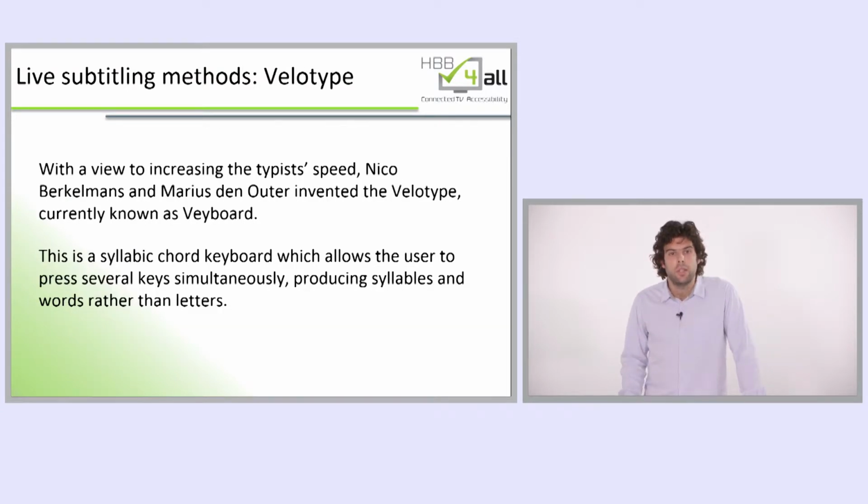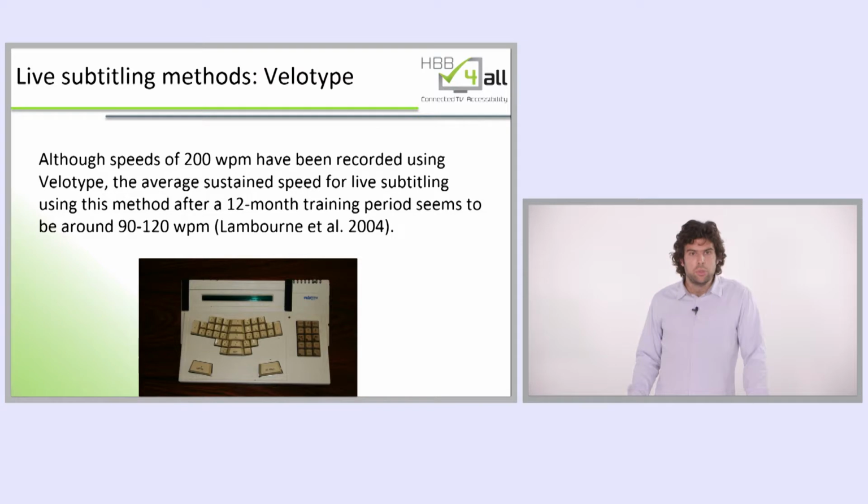As for the velotype, with a view to increasing the typist's speed, Nico Berkelmans and Marius den Outer invented the velotype, which is currently known as Vboard. It's a syllabic chord keyboard which allows the user to press several keys simultaneously, producing syllables and words rather than letters. Although speeds of 200 words per minute have been recorded using velotypes, the average sustained speed for live subtitling using this method, of course, after a 12-month training period, is roughly around 120 words per minute.